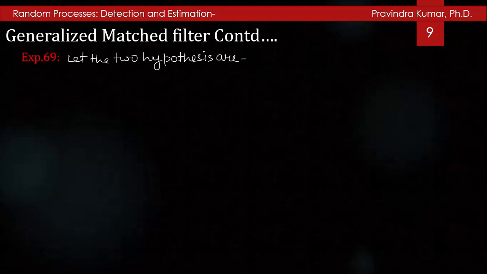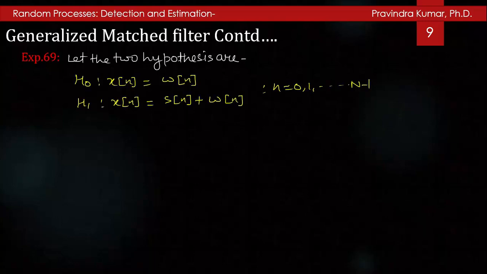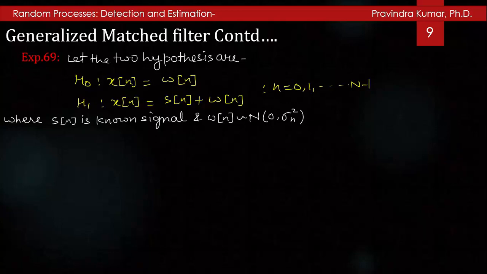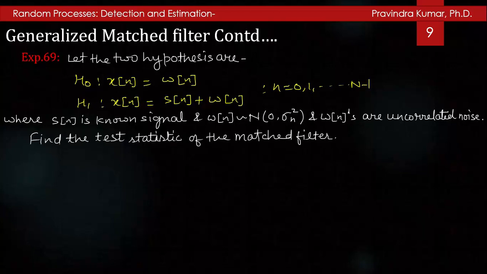Now let us take one example. Let there be two hypotheses. H0 corresponds to x n equal to omega n, meaning under hypothesis H0 only noise is present, and under hypothesis H1, x n is equal to S n plus omega n, where small n is 0 to N minus 1. S n is a known signal, and omega n is a normal random process with mean 0 and variance sigma n square, and the omega n's are uncorrelated. Find the test statistic for the matched filter here.